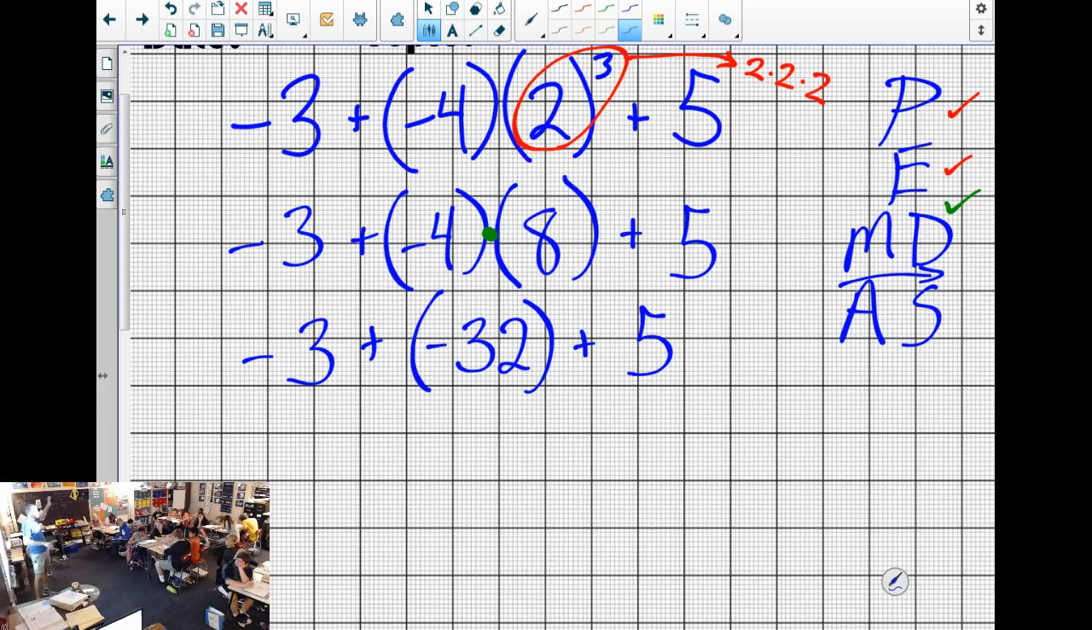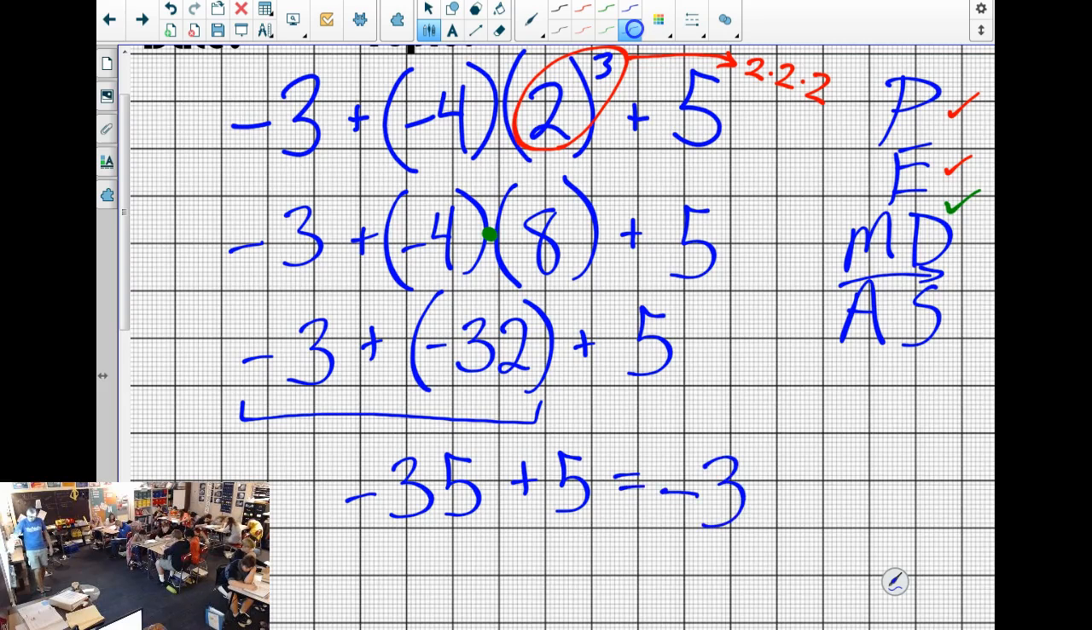Now, if I was you writing this work on your paper, I'd do a little bracket or something to show we added those together and got negative 35. Then plus a positive 5. What's negative 35 plus a positive 5? Negative 30, right? It brings us back up. If you had worked ahead of me and you got a different answer, it's because of the order of operations. We have to work one step at a time.